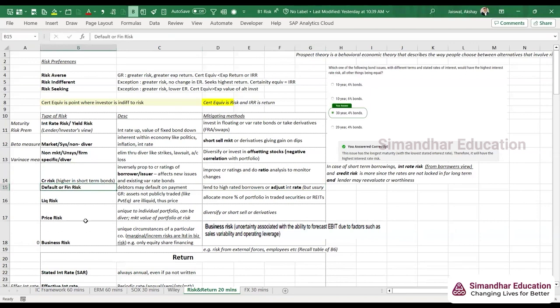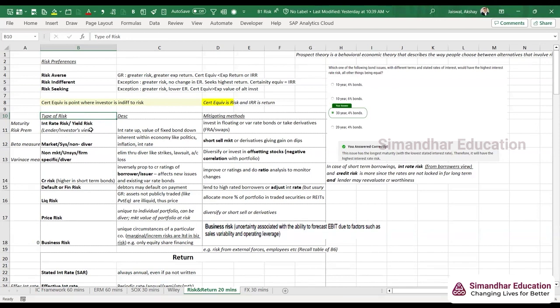Credit risk is there, default or financial risk is there, liquidity risk, price risk, business risk. Oh my gosh, right? So many risks are there. How is a person supposed to do business, correct? But so many risks are there. We will understand what the risks are, what is the meaning of those risks, and how we can get over them. Okay, or is there a possibility to get over them or not?